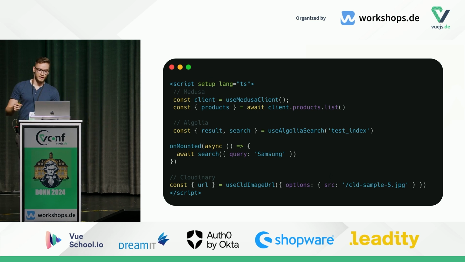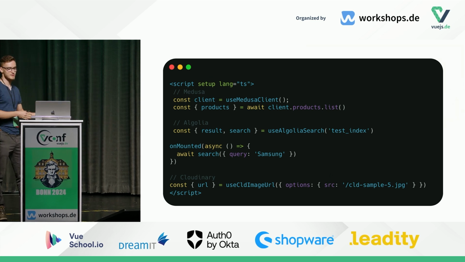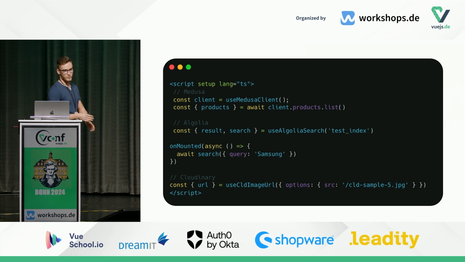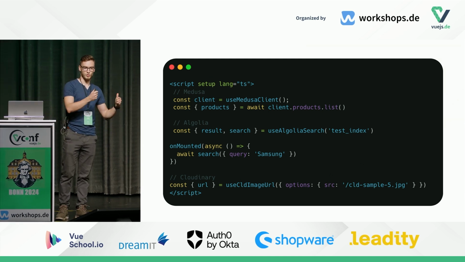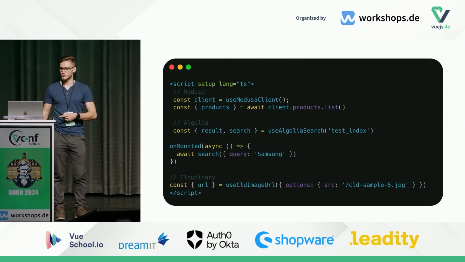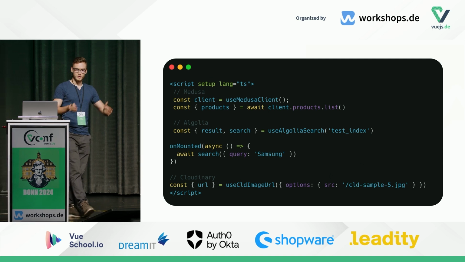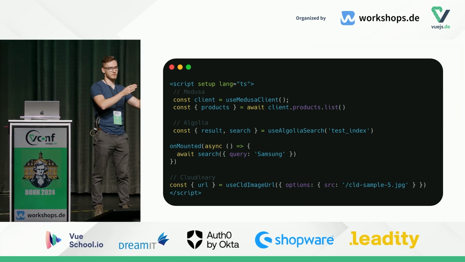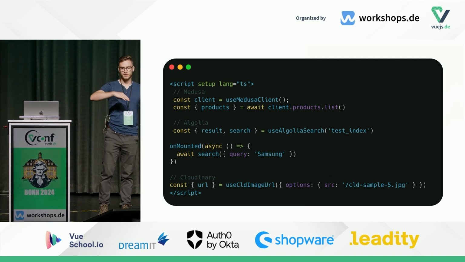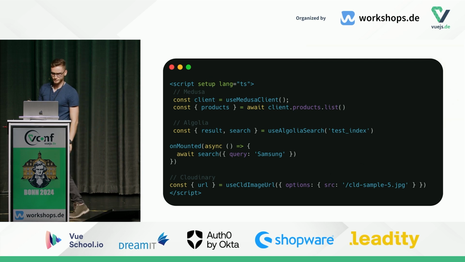And finally, Cloudinary, where we can use the useCldImageUrl composable. We can pass some options, like optimization options and transformation options for the images. And as a response, we get a URL that we can directly use in the image tag.